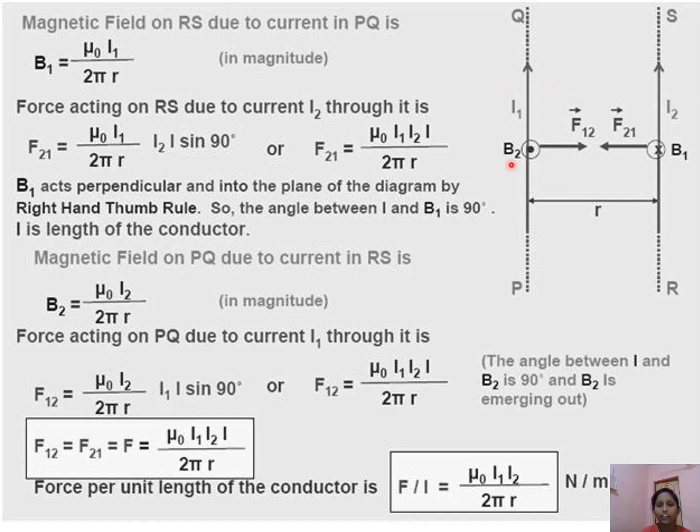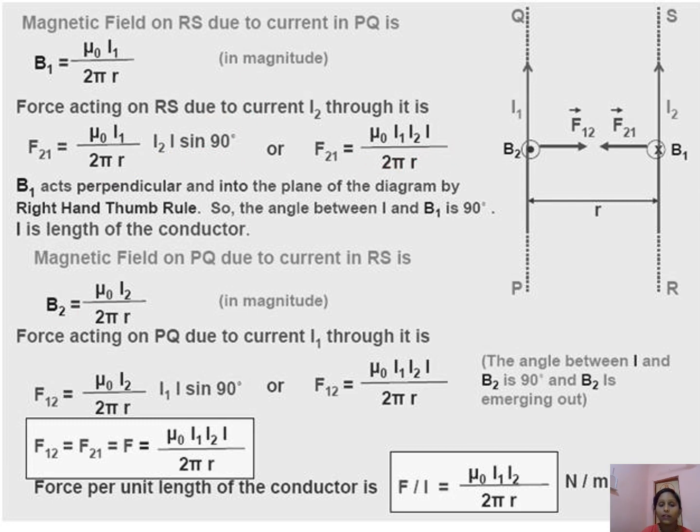Let's consider this is the first wire and this is the second wire. Current flowing through these wires is taken as I1 and I2. Both are separated by a distance r. So let's calculate the magnetic field at the second wire due to the first wire. B1 is equal to mu naught I1 divided by 2 pi r. So the force on the second wire due to the current I2 because of the magnetic field of the first wire: the equation comes F21 is equal to mu naught I1 divided by 2 pi r, into I2 L sine 90 degree. Both are perpendicular to each other, so it's sine 90 degree, and the value of sine 90 degree is 1. The equation becomes F21 is equal to mu naught I1 I2 into L divided by 2 pi r.